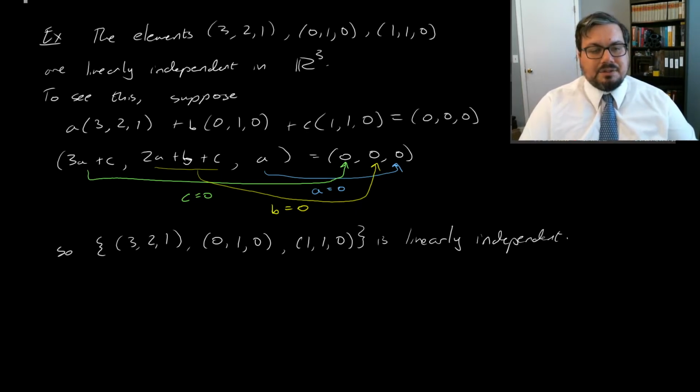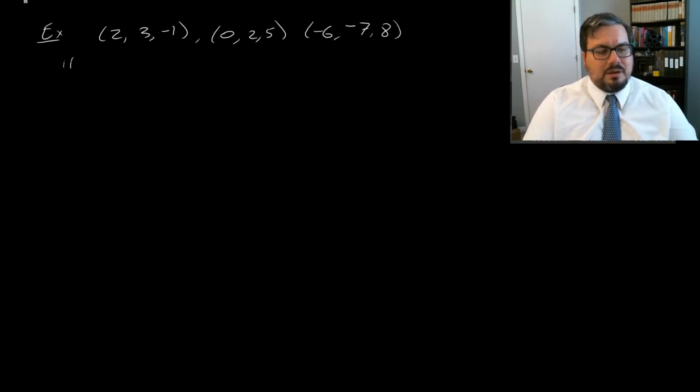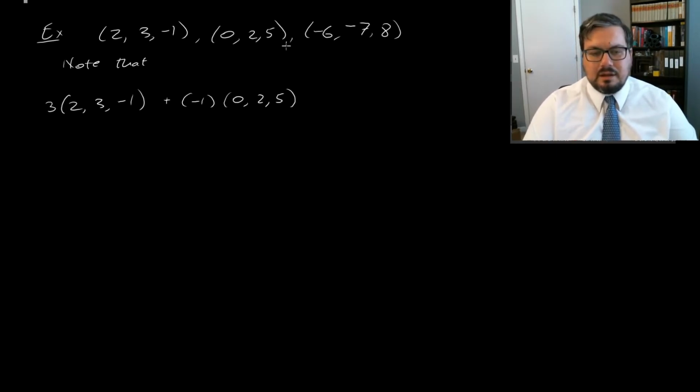We can also see an example of a set which is not linearly independent. So we can take the elements (2, 3, -1), (0, 2, 5), and (-6, -7, 8). Note that if we take 3 times (2, 3, -1), plus -1 times (0, 2, 5), plus 1 times (-6, -7, 8), then we're going to get (0, 0, 0).